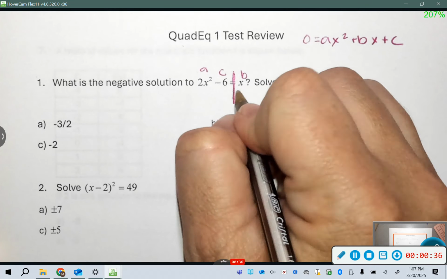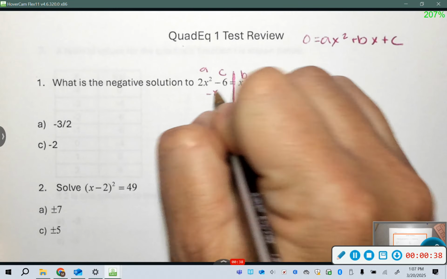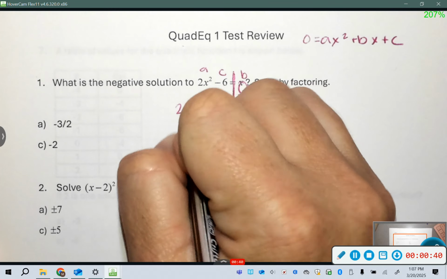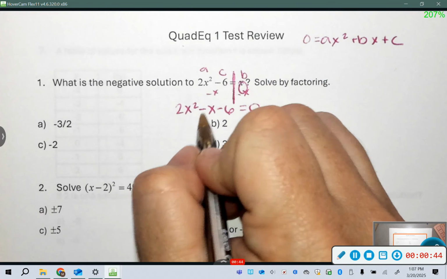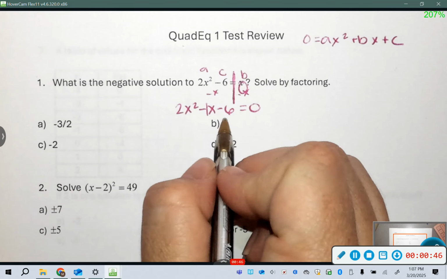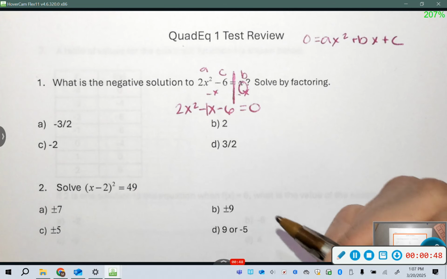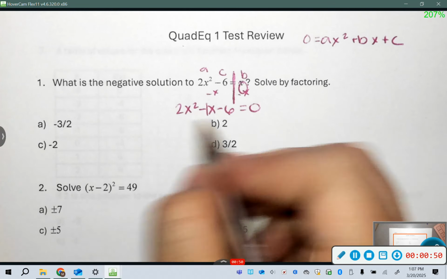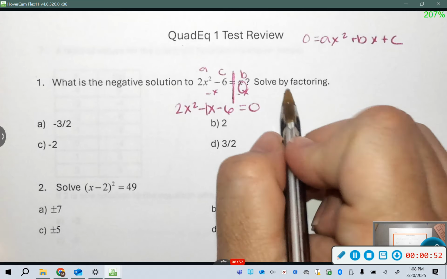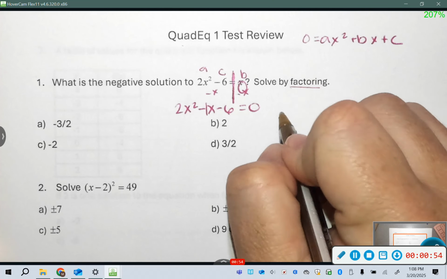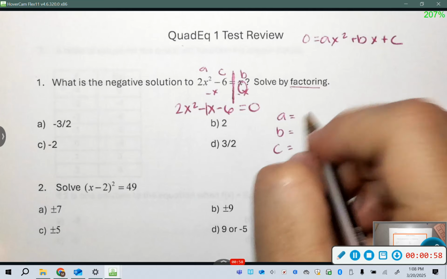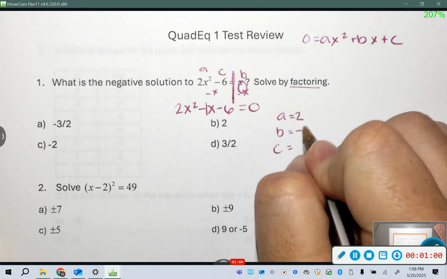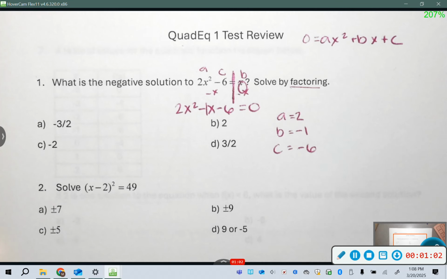So how do I move a positive x? Minus x, minus x. So I get 2x squared minus x minus 6 equals 0. Well, I could put a 1 here, and my GCF can never be bigger than my smallest number, so I don't have a GCF other than 1, so I don't have to divide anything out. And it says by factoring, so I have to do the box. So I'm going to identify my A, B, C. A is 2, B is -1, and C is -6.